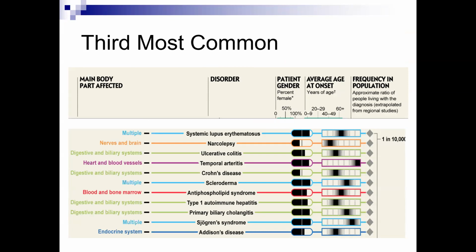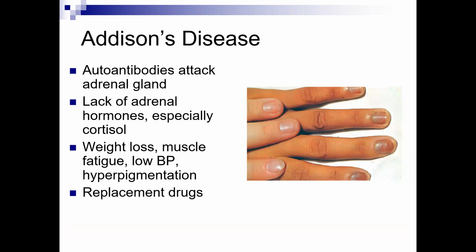So the third most common, which is 1 in 10,000 people, we'll get into a few of these. We have Addison's disease. And Addison's disease is autoantibodies that attack the adrenal gland. So the body is unable to produce adrenal hormones, especially cortisol. So this is resulting in weight loss, muscle fatigue, low blood pressure, and they're really unsure why, but hyperpigmentation as well. So these people are on replacement drugs, steroid hormones for the rest of their lives.